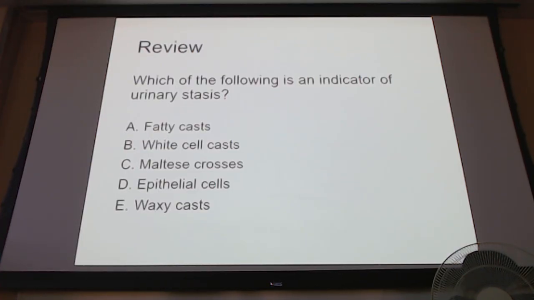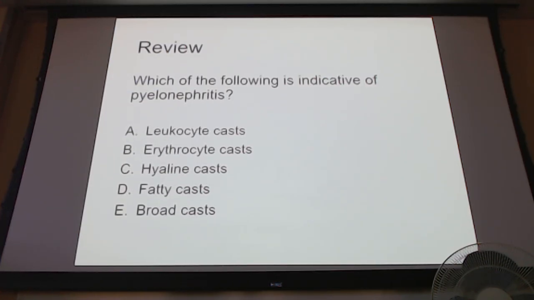Whether it's upper tract stasis or lower tract stasis. Now, if it said, which of the following is an indicator of urinary stasis that results in a kidney infection, which one might be the right answer? White cell casts. But that's not what it says. White cell's not an answer. Everybody knows what the right answer to this is, right?